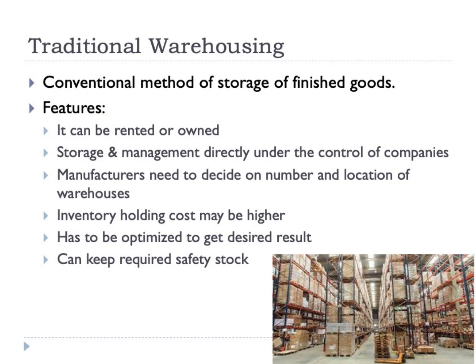Traditional warehousing is a conventional method of storing of finished goods in a warehouse that a business leases or owns. In this arrangement, businesses have full control over inventory management, including receiving, picking, packing, and order fulfillment. In order to effectively manage the supply chain, manufacturers need to decide on number and location of warehouse in the area of business, sizes of warehouse as per the demand, also whether the space to be rented or owned.